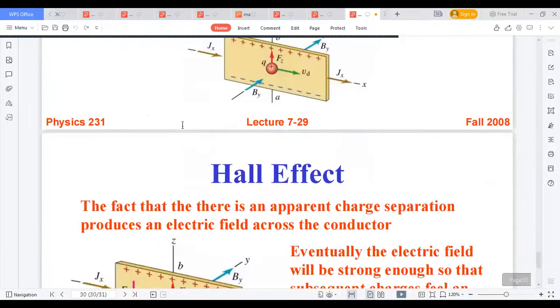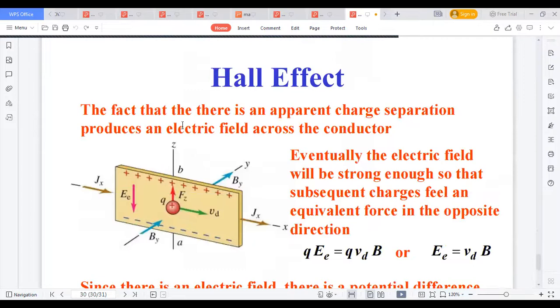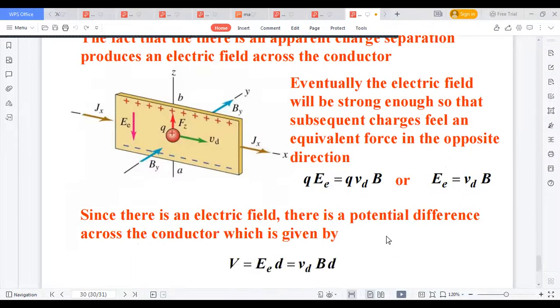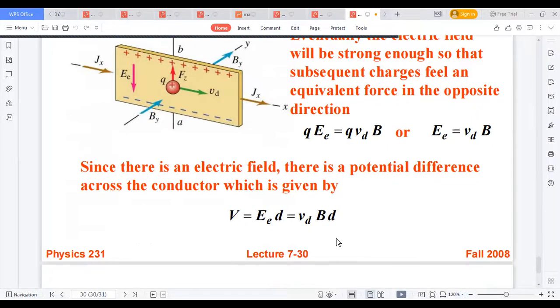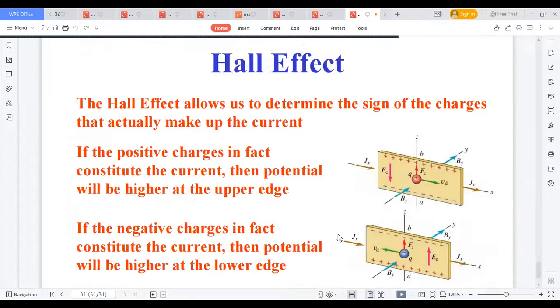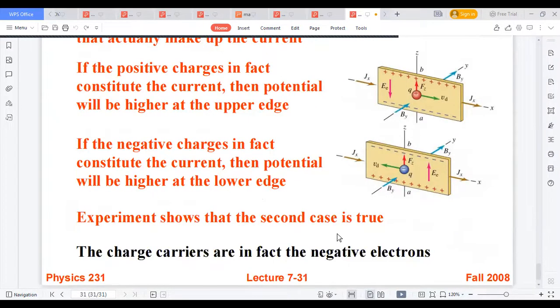So the Hall effect can be found by the formula qE equals qvB. That means the Hall field E equals vB. Since there is an electric field, there is a potential difference across the conductor, which is given by V equals Ed. So the Hall effect depends on this statement, so we can tell whether the charge carriers are in fact negative electrons.